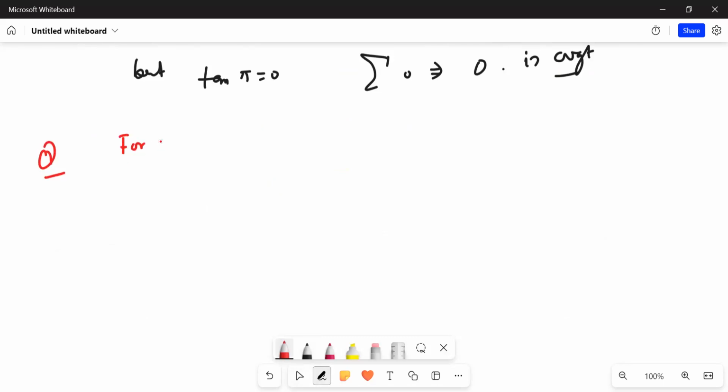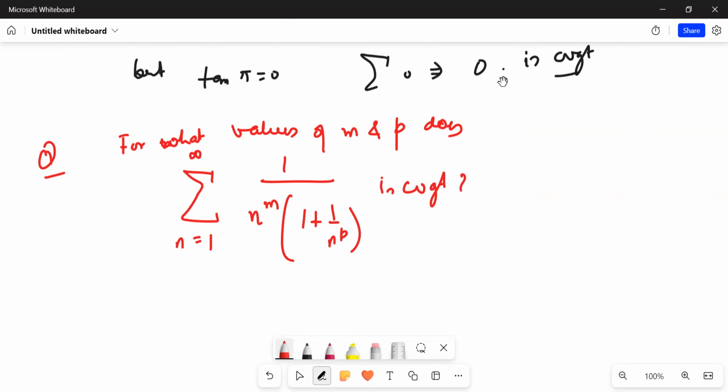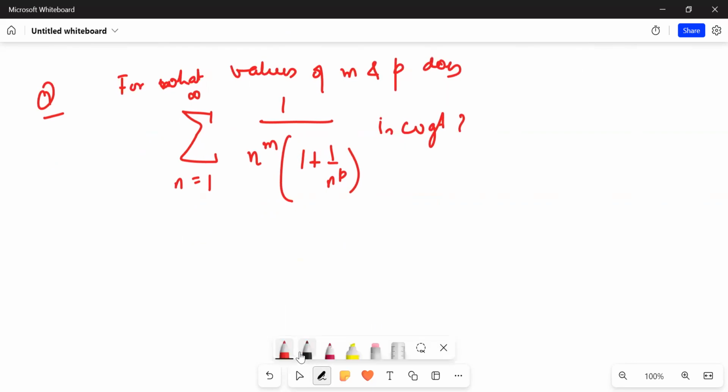For what values of m and p does the series summation n equals 1 to infinity, 1 upon n raised to power m into 1 plus 1 upon n raised to power p, converge? So for what values of m and p does this particular series converge?